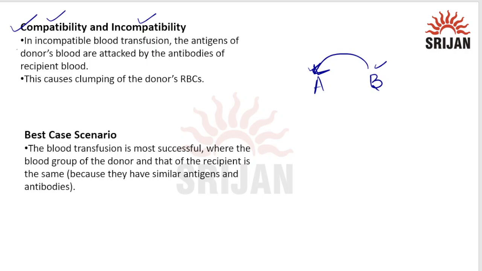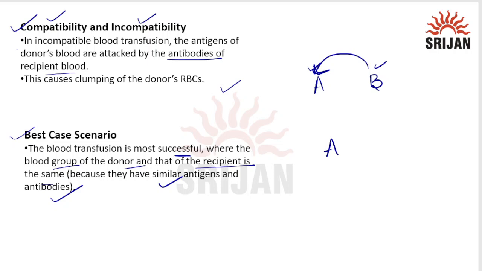Therefore, it is written here that in incompatible blood transfusion, the antigens of donor's blood are attacked by the antibodies of recipient blood, because the antigens are foreign bodies and against that antigen, antibodies are already present in case of different blood groups. This causes clumping of the donor's RBC. Now comes the best scenario. The blood transfusion is most successful where the blood group of the donor and that of the recipient is the same, because they have similar antigens and similar antibodies.